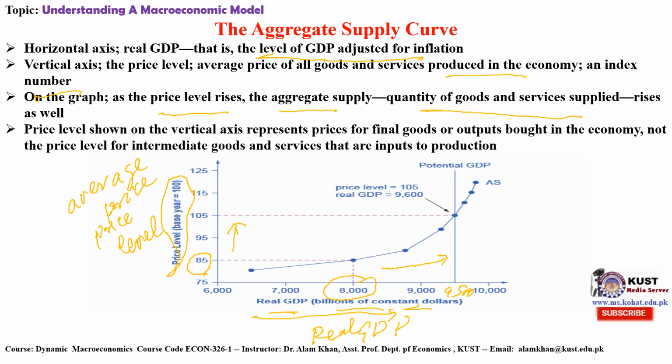The price level shown on the vertical axis represents the price for final goods and services or output bought in the economy, not the price level for intermediate goods and services that are inputs for production. So when we talk about the prices of goods and services, we mean the price of final goods and services, not the price level of intermediate goods, which is already included in the value of the prices of final goods and services.